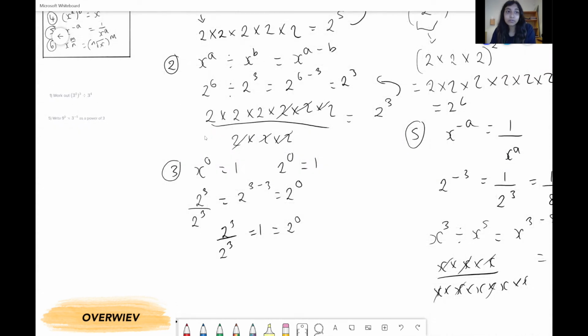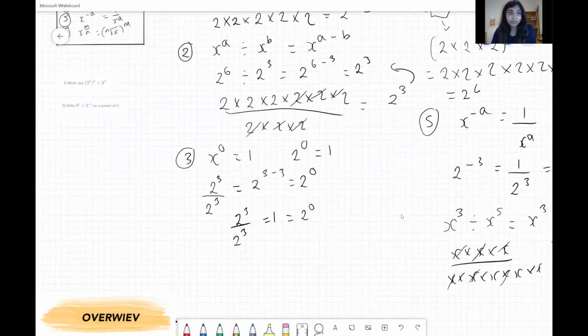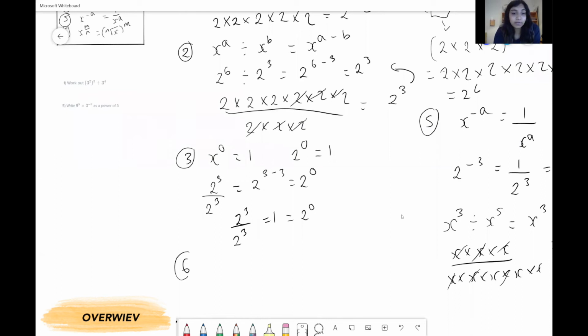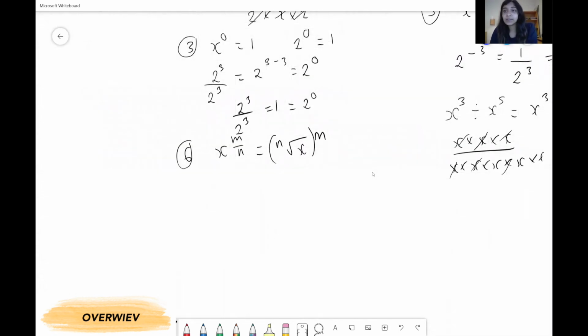Rule number 6 that we have is x to the power of m over n is equal to the nth root of x, all to the power of m. If we have an example, let's say 2 to the power of 3 over 2, that would be equal to the square root of 2 all to the power of 3.